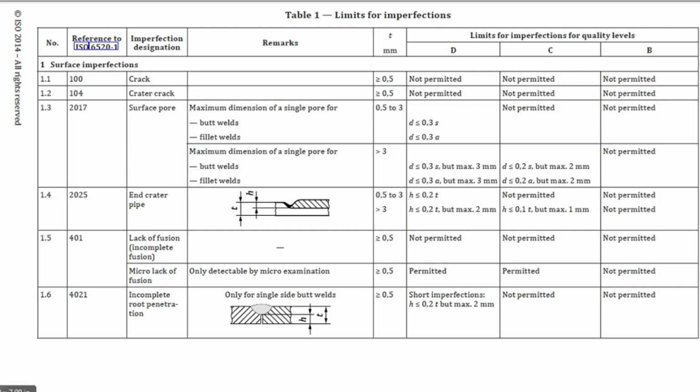Before I start this lecture, I will show you some references to ISO 6520-1. For example, one is the surface imperfection. Here some code numbers are given, here is 100, then 107. So 100 is the imperfection designation, meaning what type of imperfection it is. This is the crack. I show the code book 6520-1 for easy understanding, then we will start our lecture.